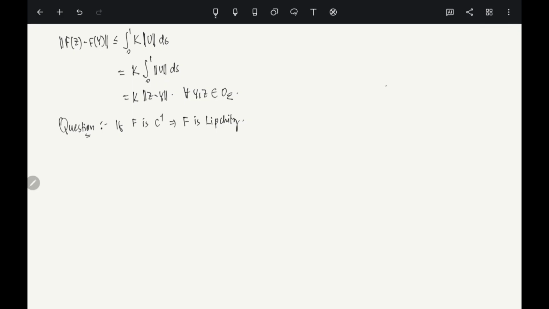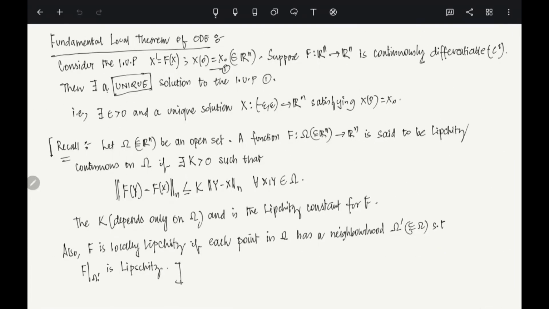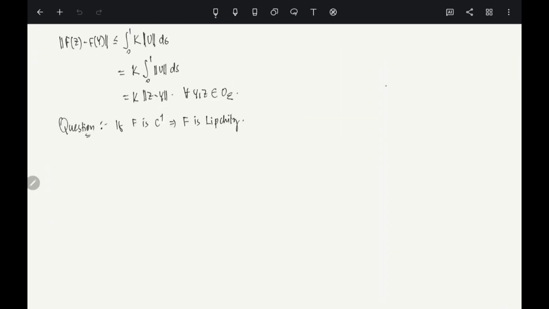Okay, now let's look at the proof of our fundamental theorem. Again, let me recall what the fundamental theorem is. We are looking at x prime equals f of x, with x at t equals 0 being x naught. What I am saying is this: given f is continuously differentiable, just continuous differentiability will guarantee a unique solution in some neighborhood of 0. Clear? Okay. So the proof of the fundamental theorem. This is also called Picard's existence and uniqueness theorem.